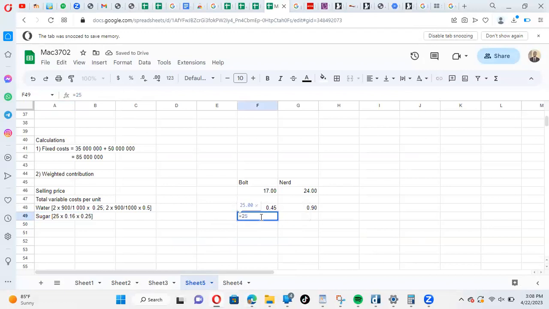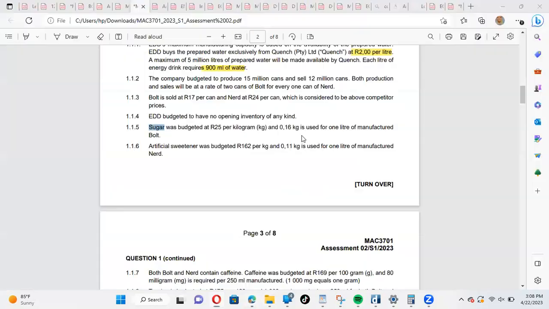So that one becomes 25 times 0.16. You're getting 1 also. Perfect.